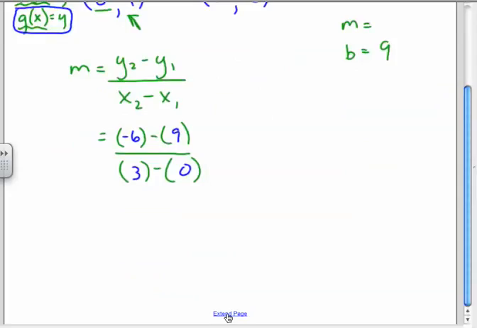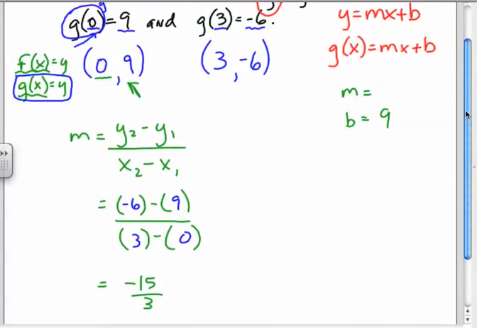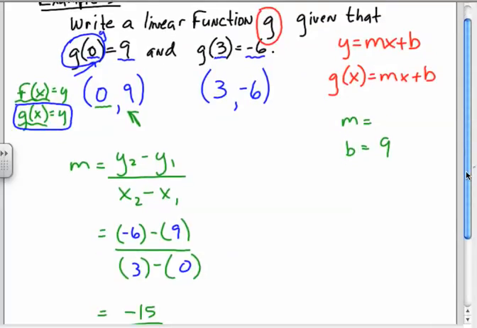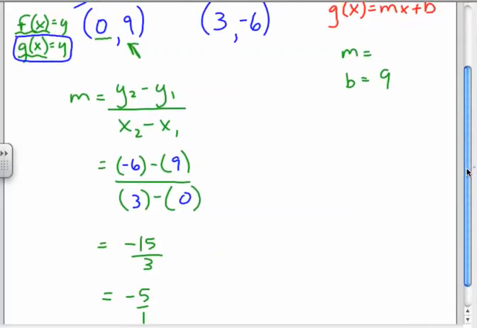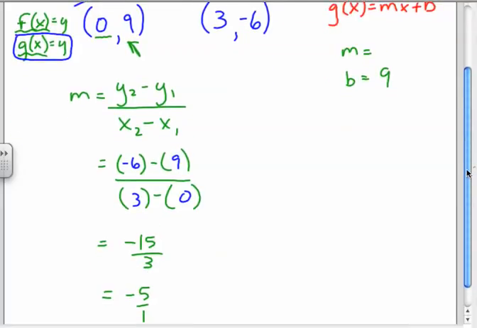And that's going to give me negative 6 minus 9 is negative 15 over 3 minus 0, which is just 3. So that reduces to negative 5 over 1, if you want to put that in there. So the slope is negative 5 over 1.